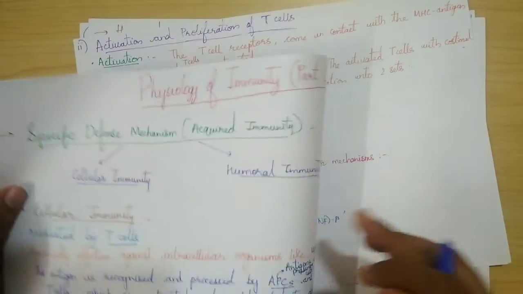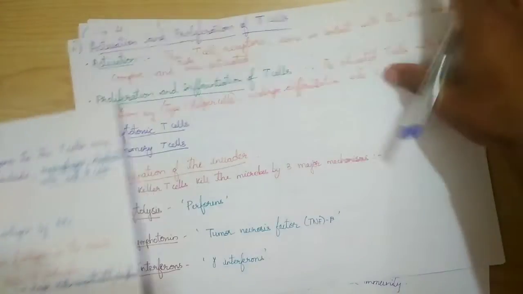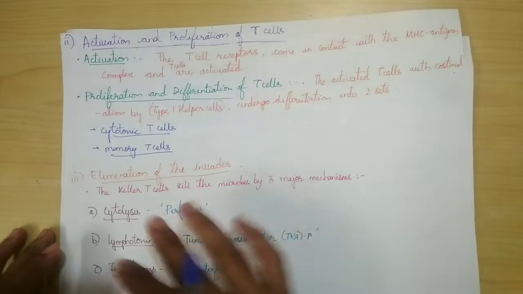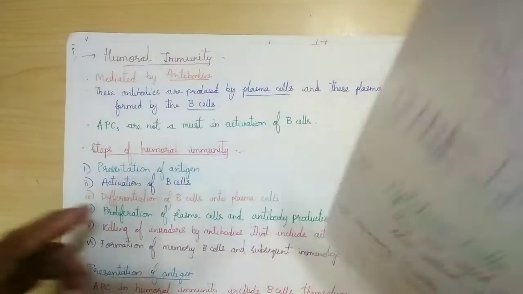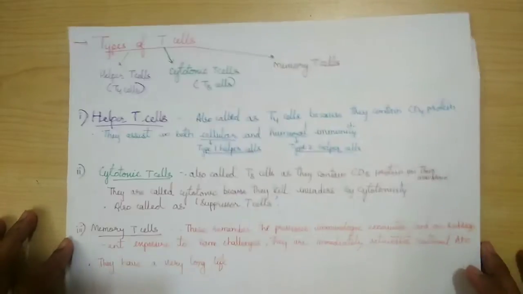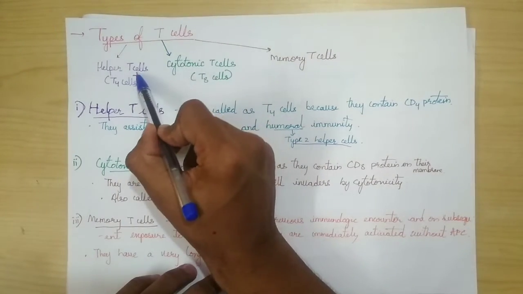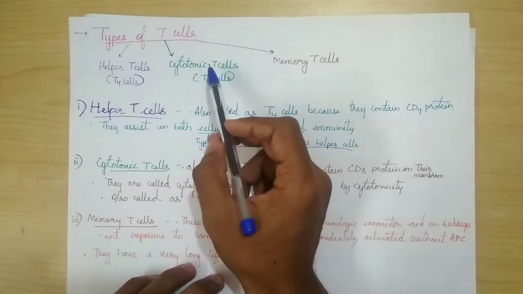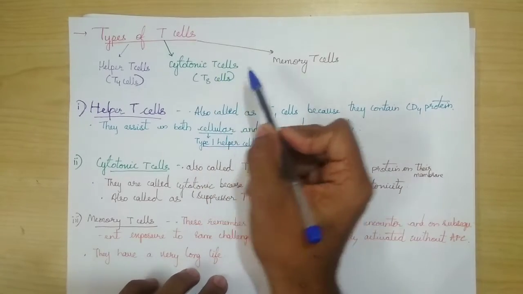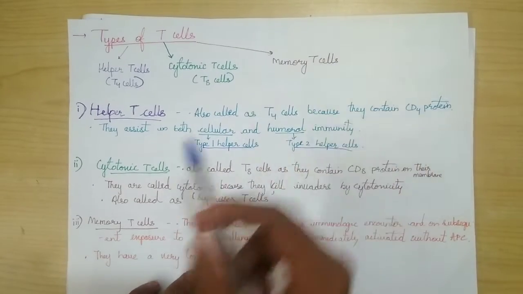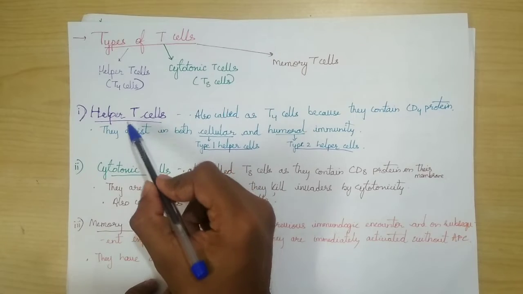So now let's talk about the second step of the cellular immunity. Before that, first let's talk about the types of T cells. The types of T cells are helper T cells or T4 cells, cytotoxic T cells or T8 cells, and memory T cells. The first one are helper T cells.